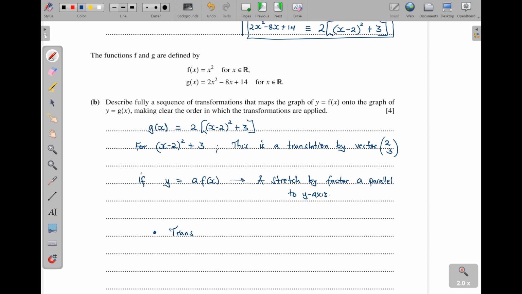Translation by vector 2, 3. And then the other one is stretch by factor 2 parallel to the y axis, or you can say in the y direction. Okay, so those are the two transformations that we are supposed to have there.